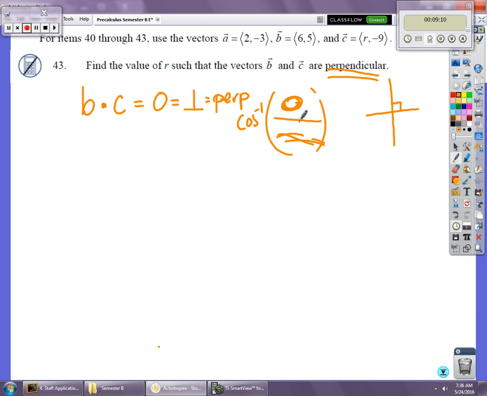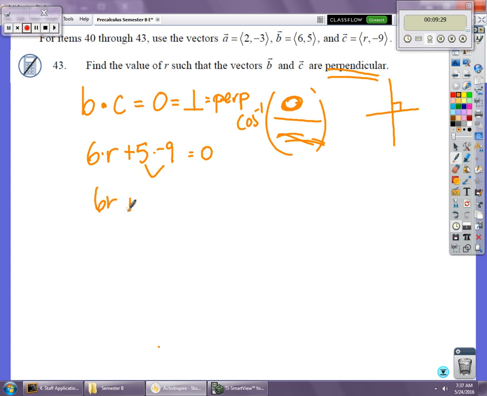What's that r coordinate that's going to make the dot product 0? So let's see. We're going to have the x times the x, so 6 times r plus 5 times -9. And again, I want to figure out what makes this 0. So let's go ahead and multiply this out.